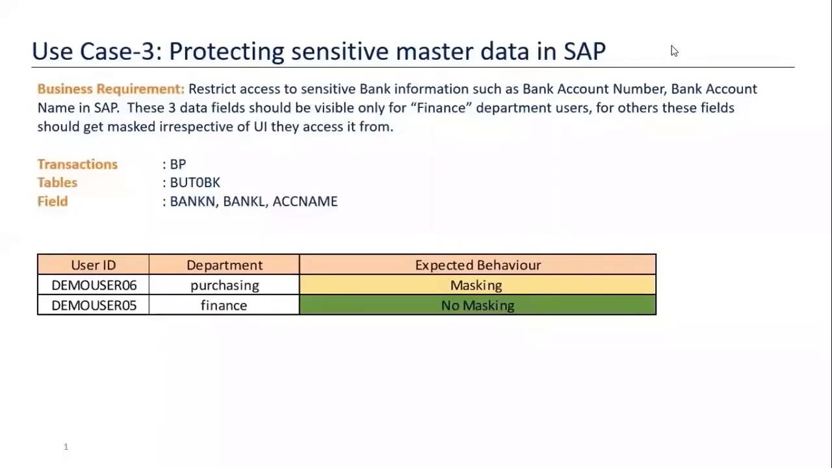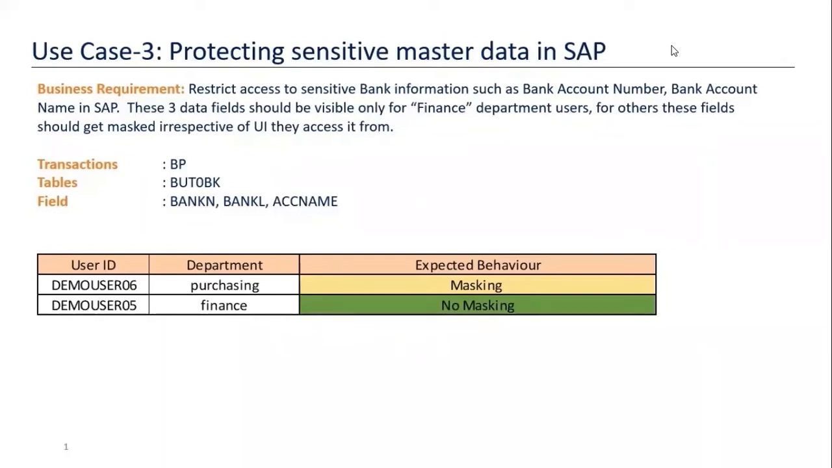This use case is on protecting sensitive master data in SAP. As you know, SAP has a lot of master data objects in it. Examples would be customer master, vendor master, material master. And some of these objects actually contain sensitive information. For example, if you take customer master or vendor master, both of them have the bank account number of the partner, whether it's a customer or vendor.